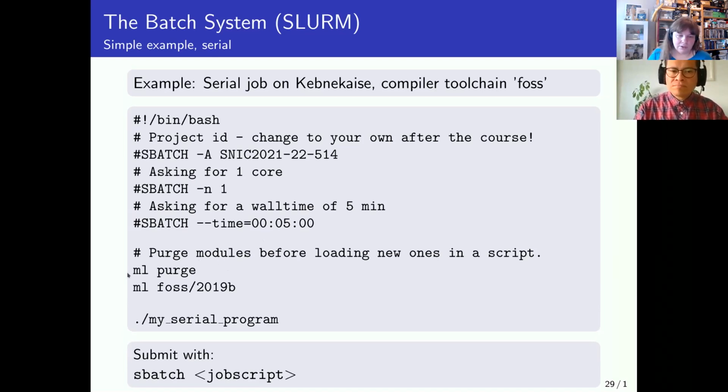So it's always a good idea to purge modules before you load new ones, if you have anything that carries over from the terminal. And then you load the modules that you need here. In this case, I am loading FOSS, and I'm loading the version 2019b. And then I'm running my serial job, just like I would on the command line with ./my_serial_program, or whatever the name is. And then I submit it with sbatch jobscript.